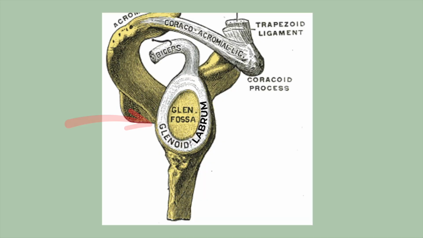And so that labrum is this lip around the fossa, which makes it a little deeper, but still allows for lots and lots of movement. And that labrum is cartilage, and sometimes it tears. I also like this picture because you got the acromion process here, and then the coracoacromial ligament. So it really represents that coracoacromial arch.